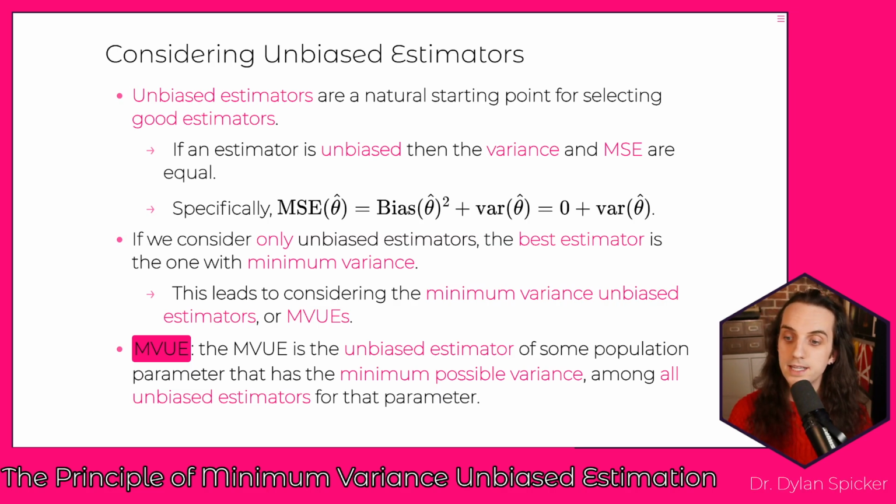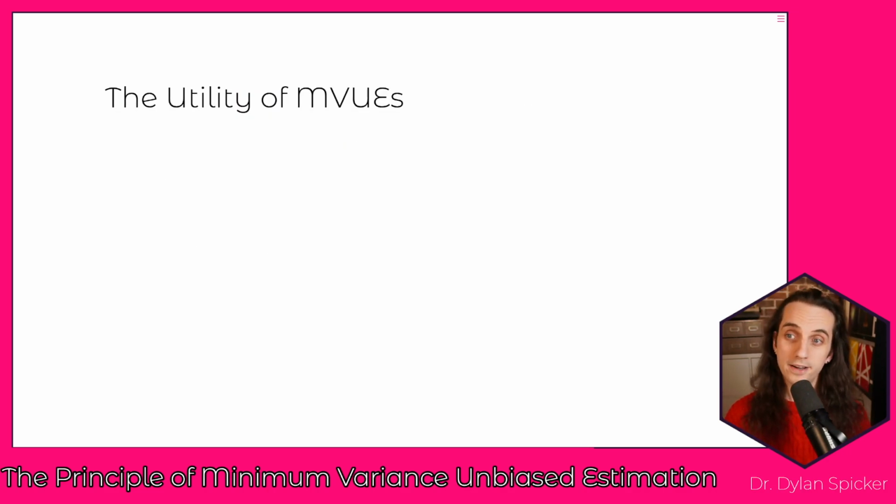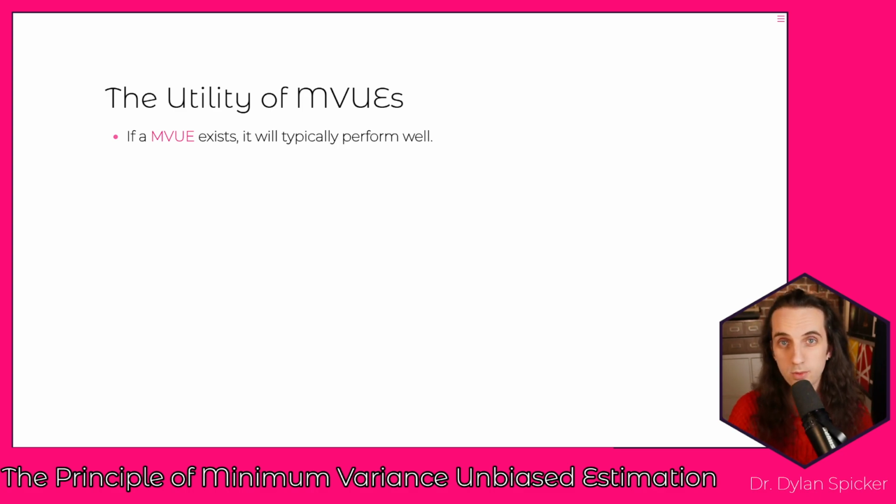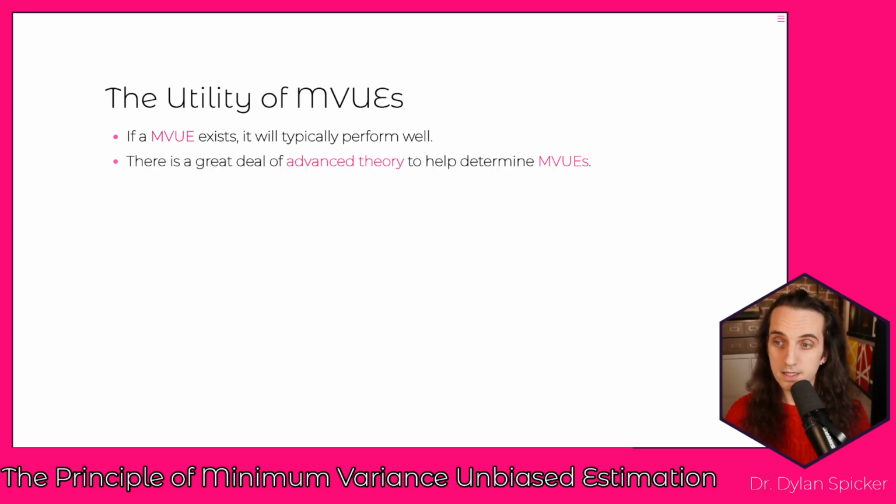Okay, so the MVUE is the unbiased estimator for some parameter that has the minimum possible variance among all unbiased estimators for that parameter. So in a sense, it's going to be the best possible unbiased estimator. It will be the unbiased estimator with the smallest possible MSE. Okay. So why are MVUEs useful? Well, if an MVUE exists, it's typically going to perform well, right? We know it's unbiased, which is desirable, and we know it has the smallest variance among unbiased estimators. That's also going to be desirable.